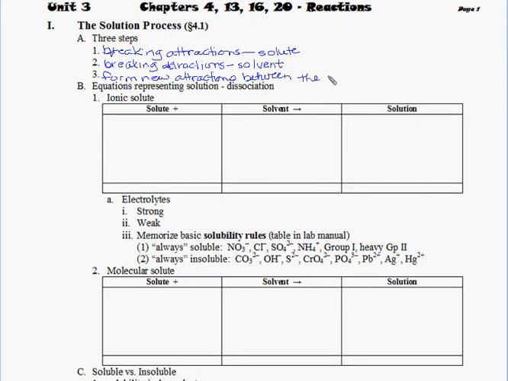So depending on how the solute is bonded, which would either be ionic or molecular, that will dictate what kind of attractions are going to be formed to the solvent. And again, depending on how the solvent has its bonds, that will dictate the types of attractions that it can form with the solute. So let's begin just looking at an ionic solute.